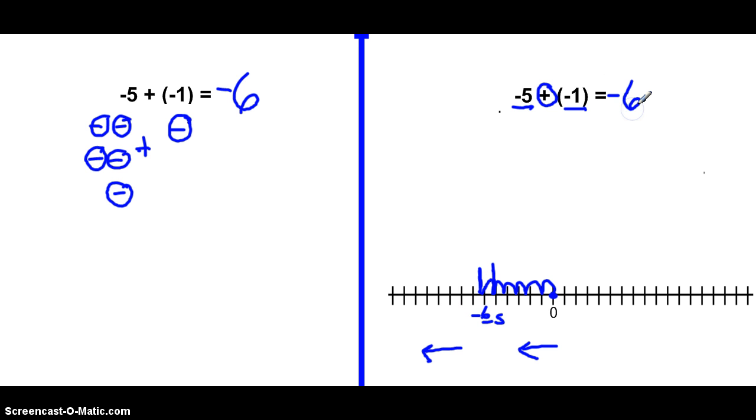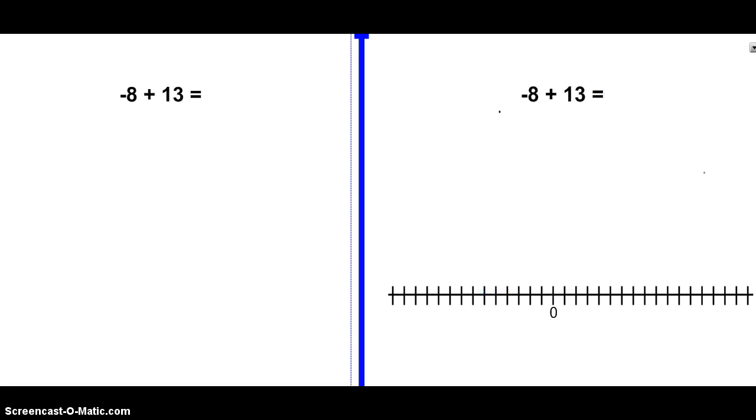Okay? So that's the key with the number line. You look to the direction if it's positive or negative. Adding means you walk forward that direction. Okay? Now let's get to some of the harder ones here.